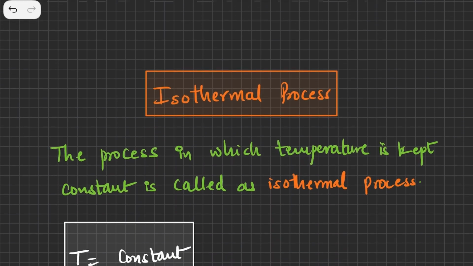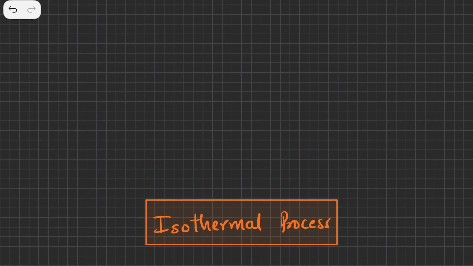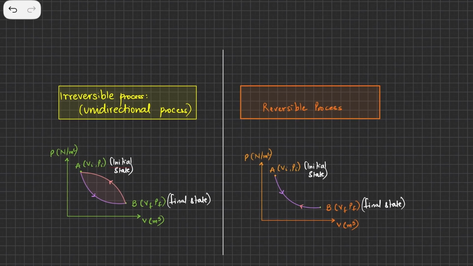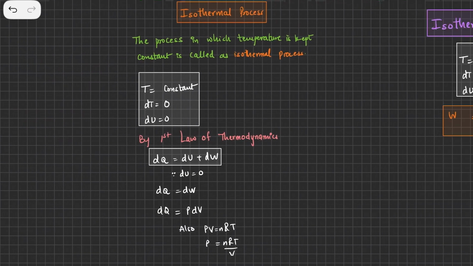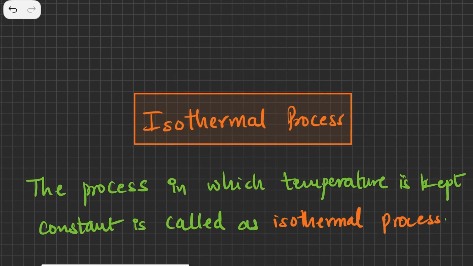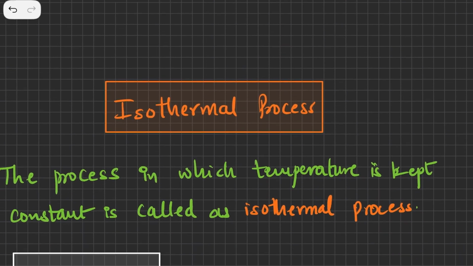Today we are going to discuss the isothermal process. We are on a series of types of processes, in which we have done reversible and irreversible processes in the previous class. We had seen the PV diagram as well, and today we are going to do something called the isothermal process.